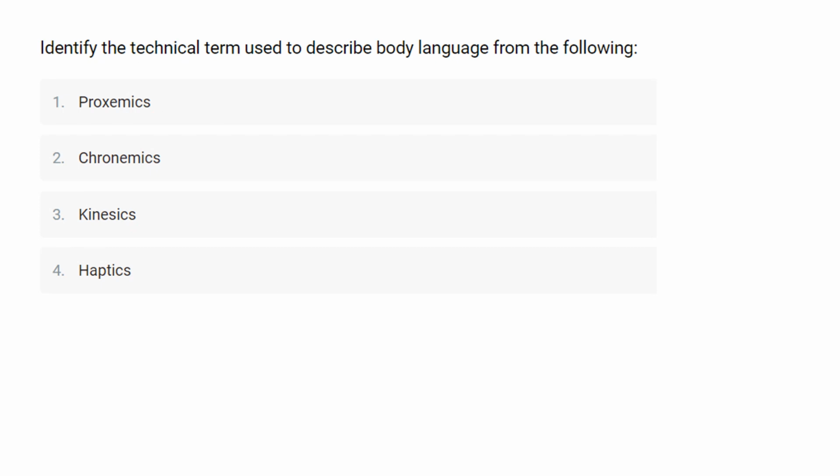Identify the technical term used to describe body language from the following. So here they have given you 4 options and they told you to identify the technical term which is used to describe body language. The first option is proxemics, second one is chronemics, third one is kinesics and the last one is haptic.